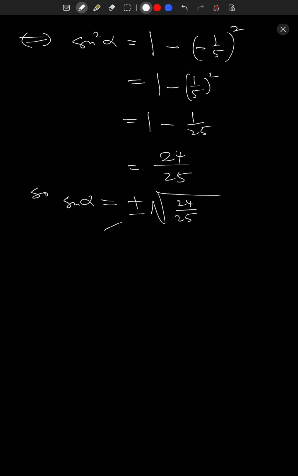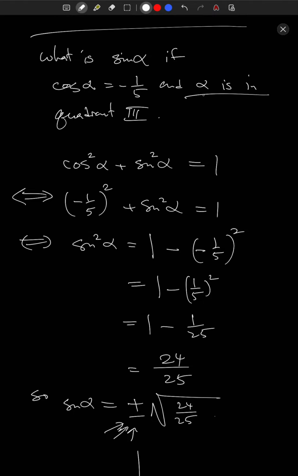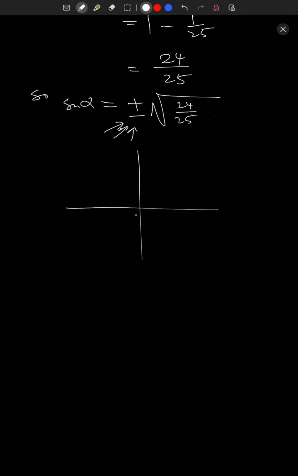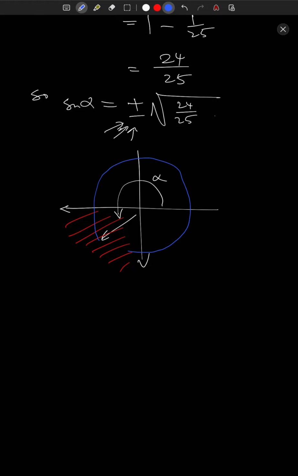Now again, we need to figure out, should it be plus or minus? We think about this information here. Alpha is in quadrant 3, so alpha is down here, somewhere between this arrow and that arrow. Let me shade it in. If you think about our definition of sine and cosine on the unit circle, that point has coordinates cosine theta, sine theta. Cosine theta is right there, and that's the coordinate of sine theta.